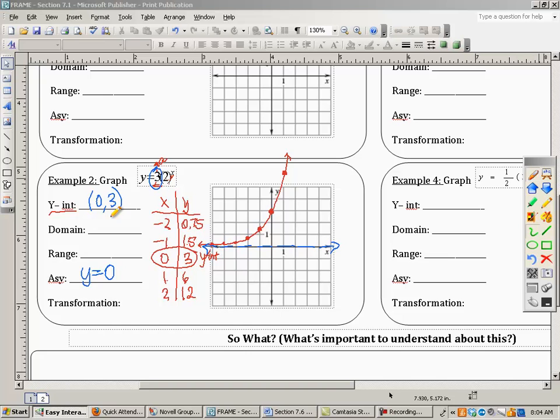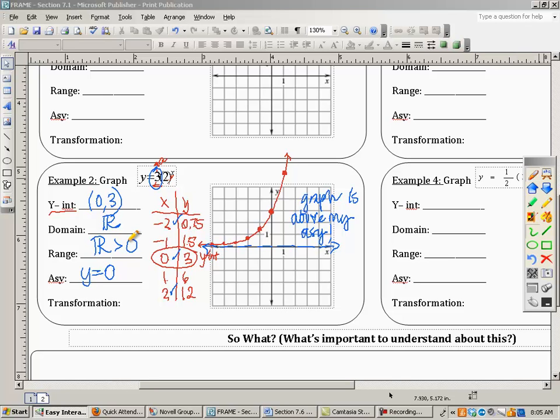Domain, I'm going to ask you the same thing. Did you put in a negative? Yes. Did you put in 0? Yes. Did you put in a positive? Yes. If you can say yes to all 3, my domain is all reals. Where is my graph as we talk about the range? It's above my asymptote. Maybe you want to make a note, my graph is above my asymptote. I'm going to shorthand this a second. Above my asymptote at 0, so above 0 means all reals greater than 0.